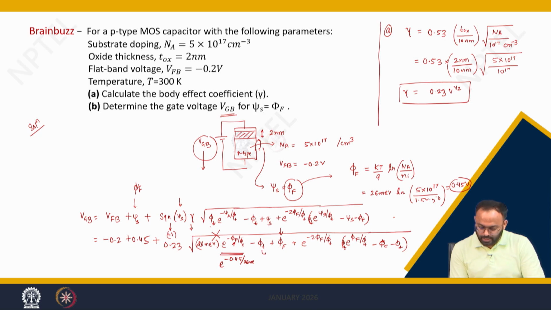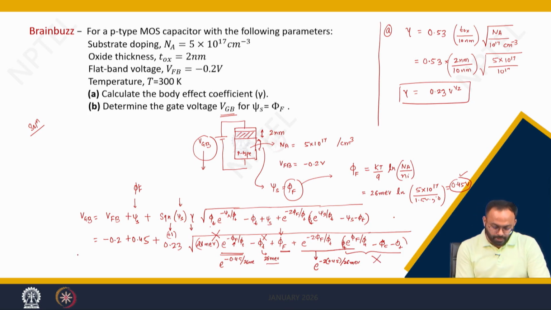Similarly, this phi t is nothing but 26 milli electron volts. As compared to 0.45 volts, 26 milli electron volt is very, very small. So, you can simply ignore that term also. Yes, you cannot ignore this term. This is having some significance. This term can also be ignored because it is multiplied with e to the power of minus 2 times 0.45 divided by 26 milli electron volts. So, you can simply ignore this term also.